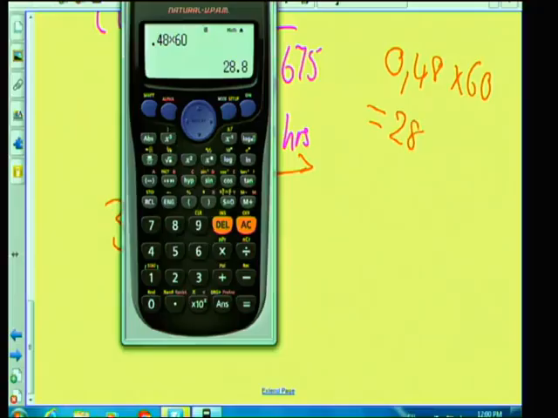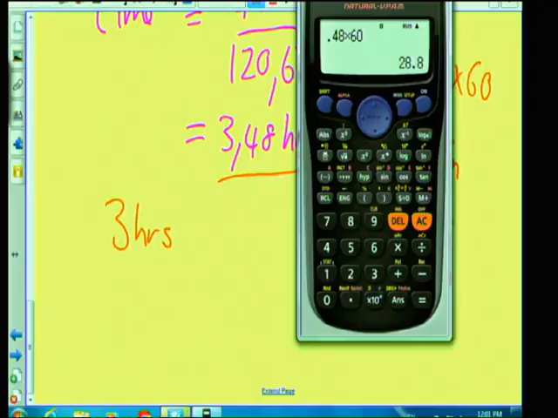I'm just going to say this is 28 minutes. It's almost 29 minutes, 28,8 minutes, which I'm going to round off to 29 minutes. We'll know that if she's a minute out, she might not quite make her time, but I think 29 minutes gives us a good enough estimation. So she's going to take 3 hours and 29 minutes. What was her starting time?